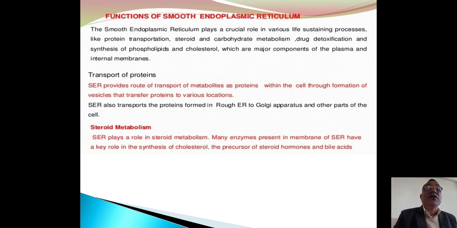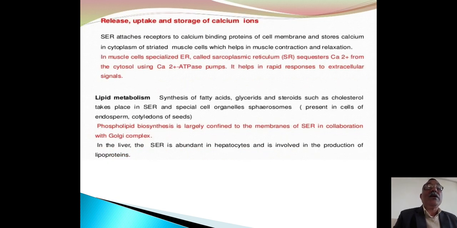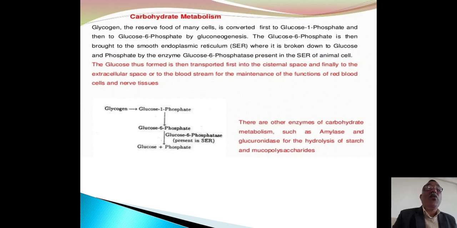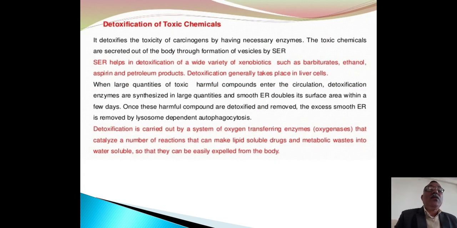Functions: you can see that smooth endoplasmic reticulum is involved in transport of proteins, steroid metabolism, which I have already mentioned, release, uptake and storage of calcium ions, and one last important thing, lipid metabolism. Carbohydrate metabolism, how it is performed by the smooth endoplasmic reticulum: you can see here from glycogen to glucose, which gets phosphorylated and ultimately is converted into glucose and phosphate. Then one more important function.